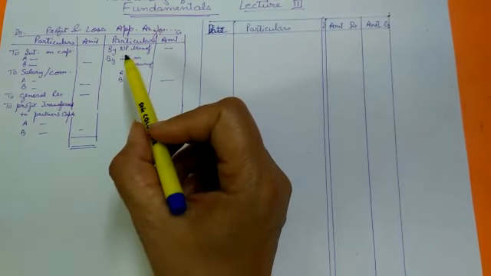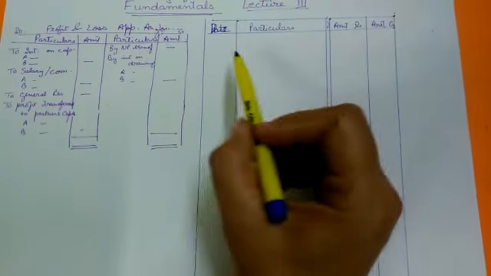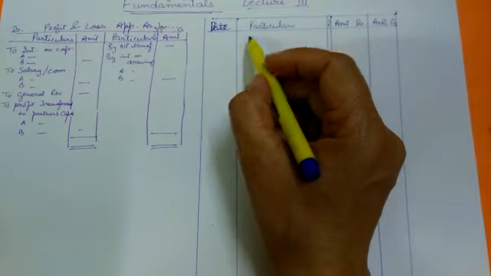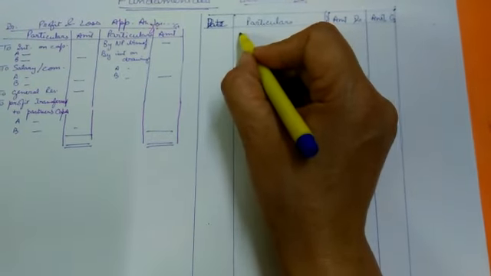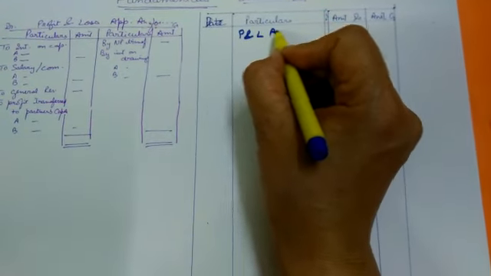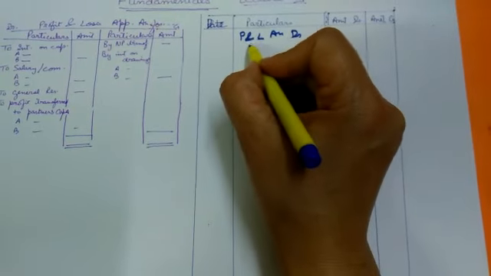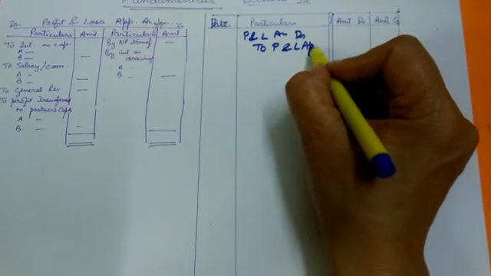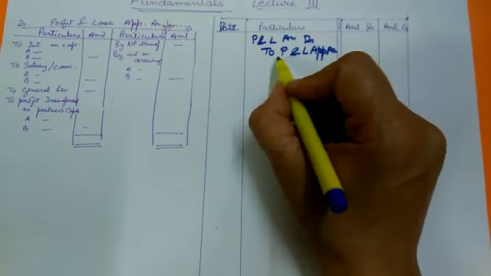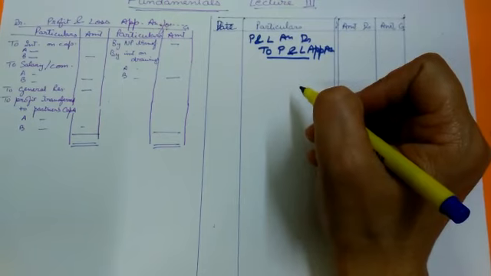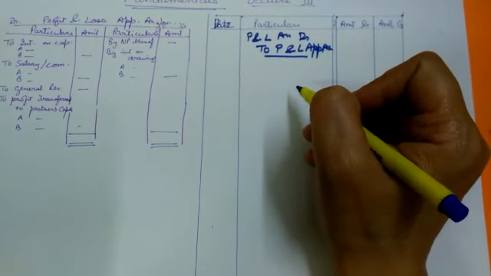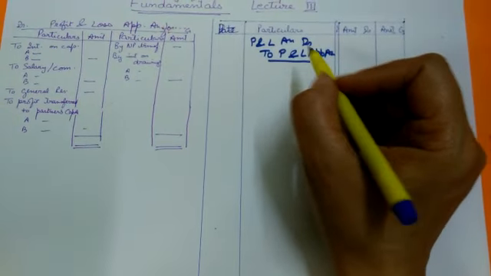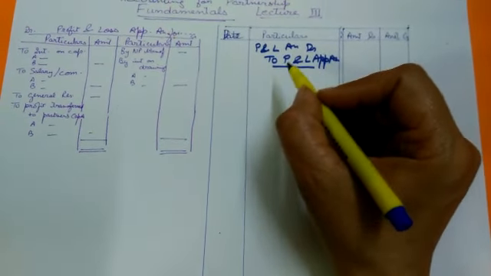First thing, you started by transferring net profit. So the journal entry for transfer of net profit will be profit and loss account debited to profit and loss appropriation account. This is the case when there is profit. Needless to say, if there is loss, the entry will be reversed. It will be profit and loss appropriation account debited to profit and loss account.